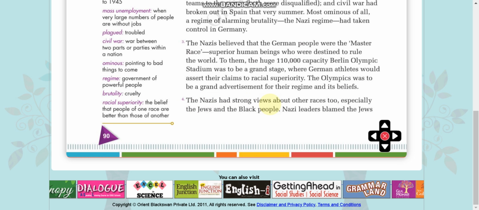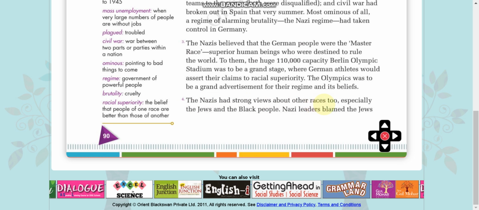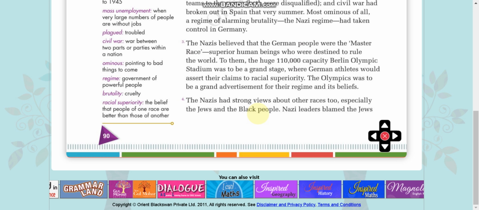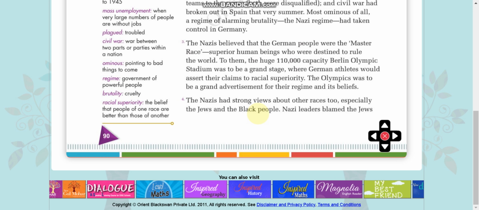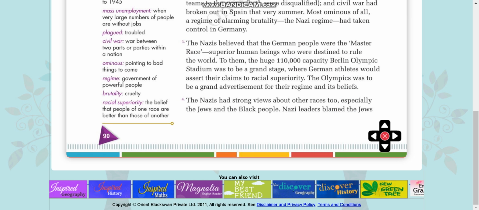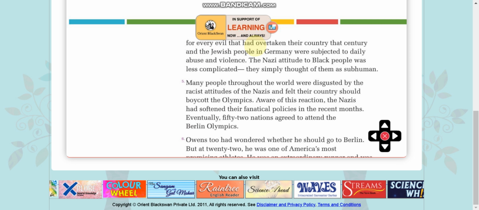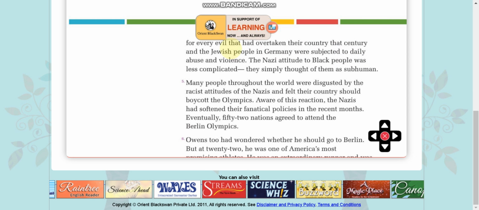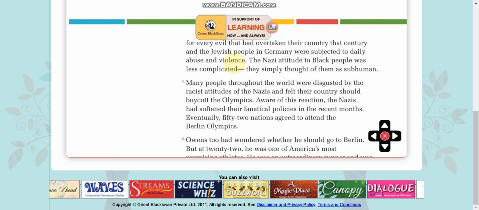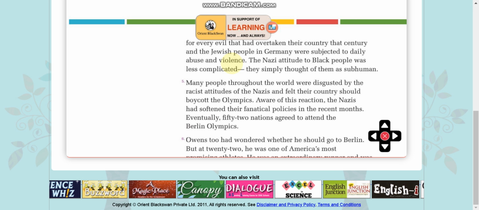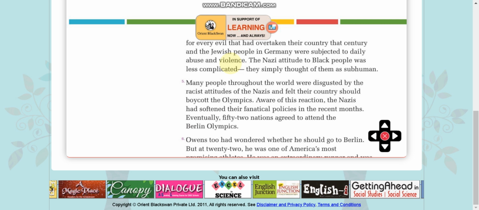The Nazis had strong views about other races too, especially the Jews and black people. Now, you'll have to understand that at that point of time, the Nazis were quite against the Jews and black people. They did not like them because they thought that they were of the lower strata. Nazi leaders blamed the Jews for every evil that had overtaken their country that century, and the Jewish people in Germany were subjected to daily abuse and violence. Yes, this is a fact. At that time, the Jews were maltreated and they were tortured. The Jews who stayed in Germany.